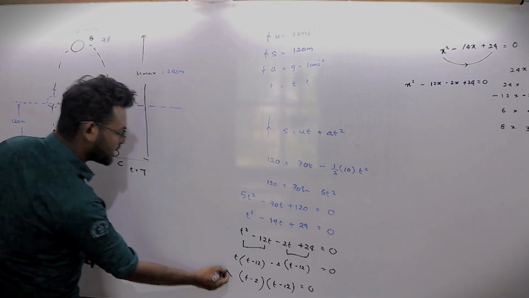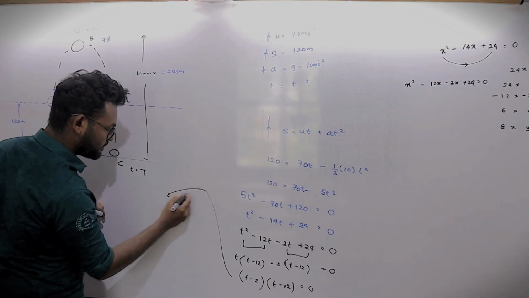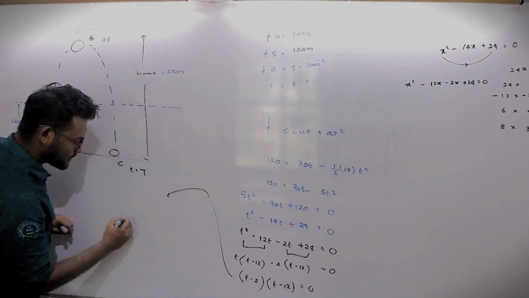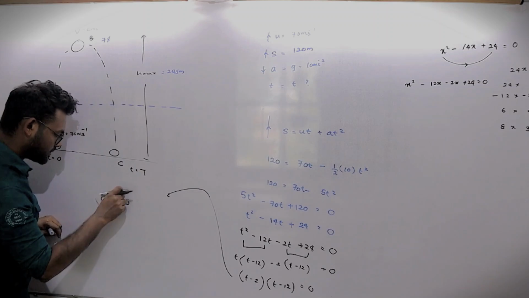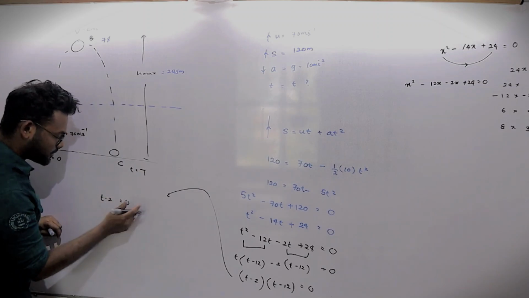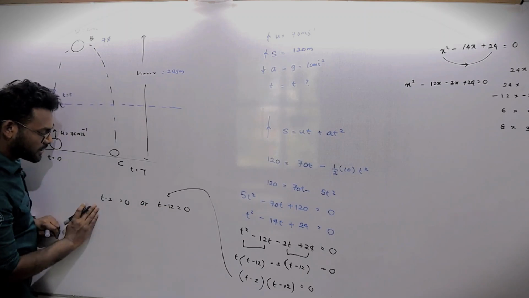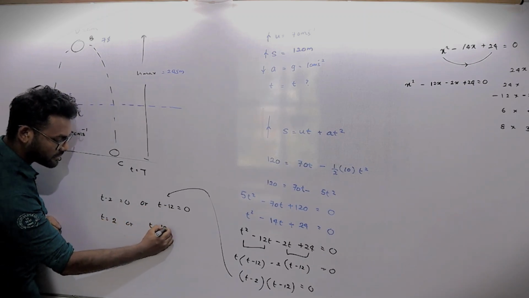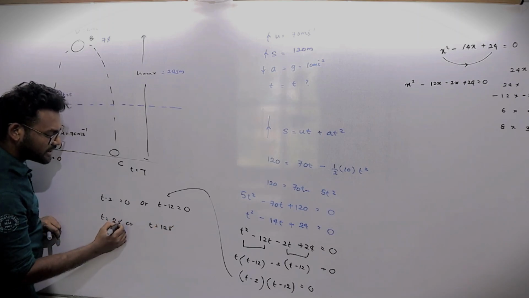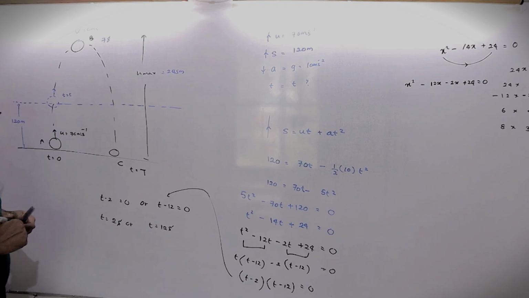So I'm going to write here: t minus 2 equals 0 or t minus 12 equals 0. So I could write t equals 2 or t equals 12. So both are valid, right? They are positive answers, so we can't just remove either of them. How could the two solutions be valid?